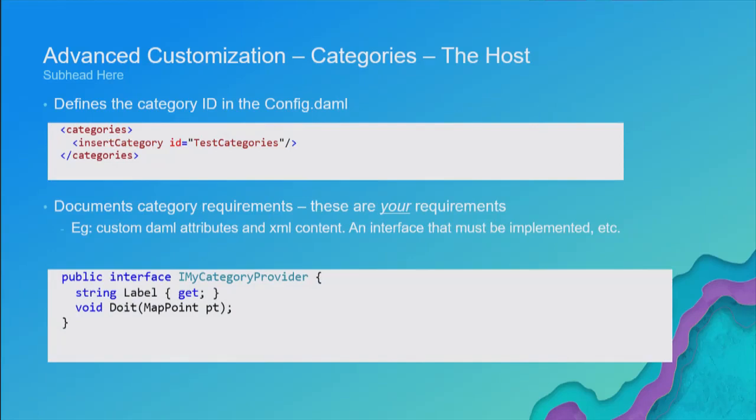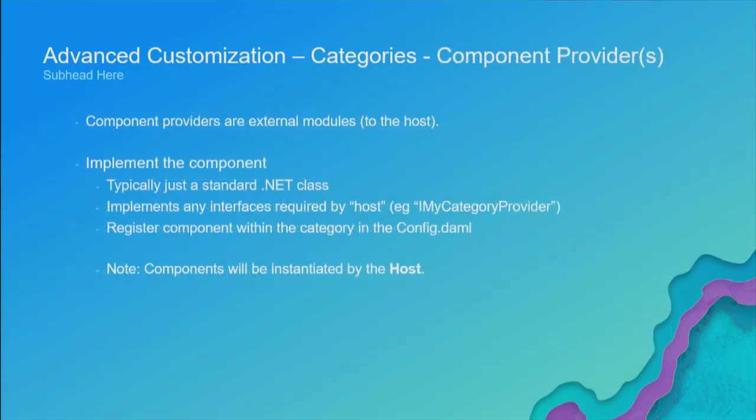Okay, how do you define the category? That's easy. Just simply put insert category and give it an ID. So I've defined a category called test categories. I need to document what it means to be in my category. For example, category providers have to implement some kind of interface called my category provider. The component, they've got to implement the component, just a regular .NET class. Implement any interfaces required by the category. Well, I said it's got to be my category provider, so they've got to do that. And then they register the component within the category in the config.daml.